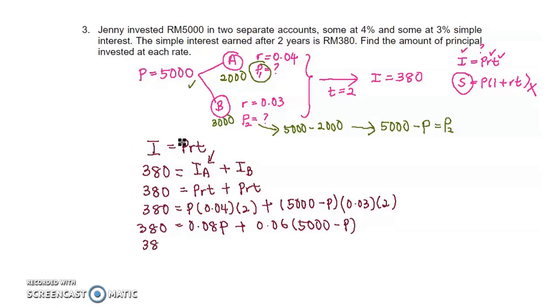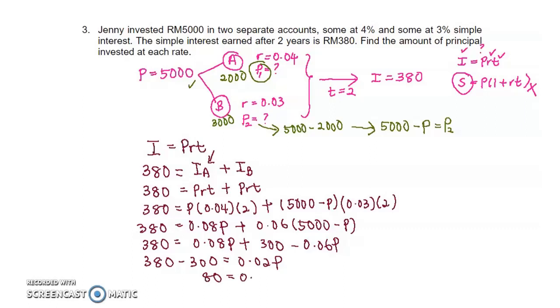Okay, expand that part. 5,000 minus P. So 0.06 multiplied by 500 is 300 minus 0.06 P. So make P as the subject. 380 minus 300 equal to 0.02 P. So 80 equal to 0.02 P. So P equal to 80 divided by 0.02. So P is RM 4,000 ringgit.